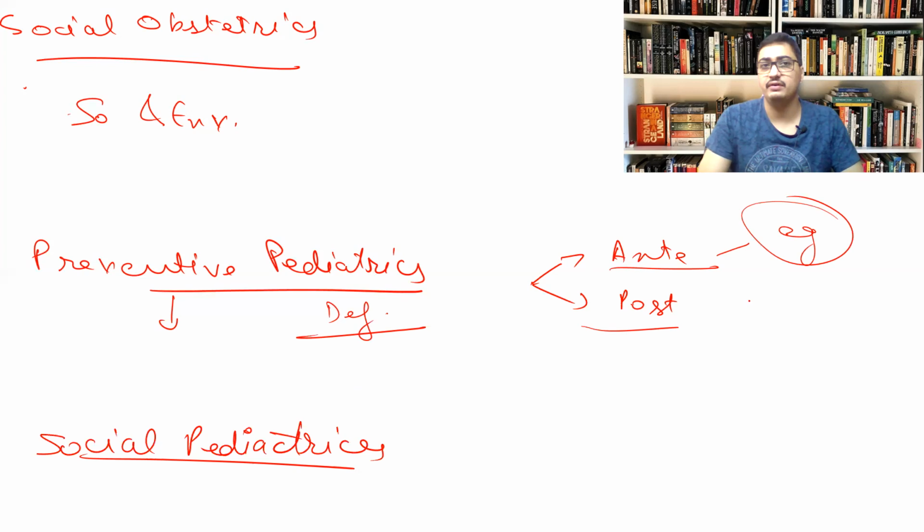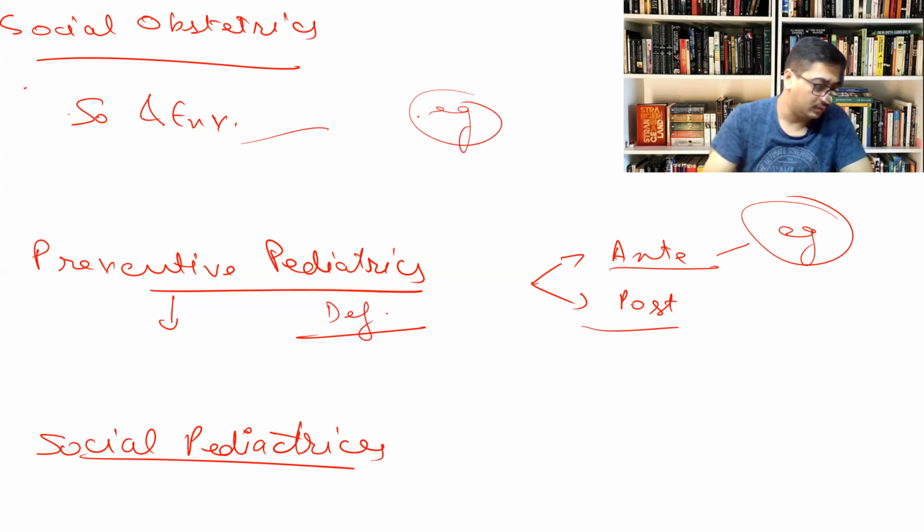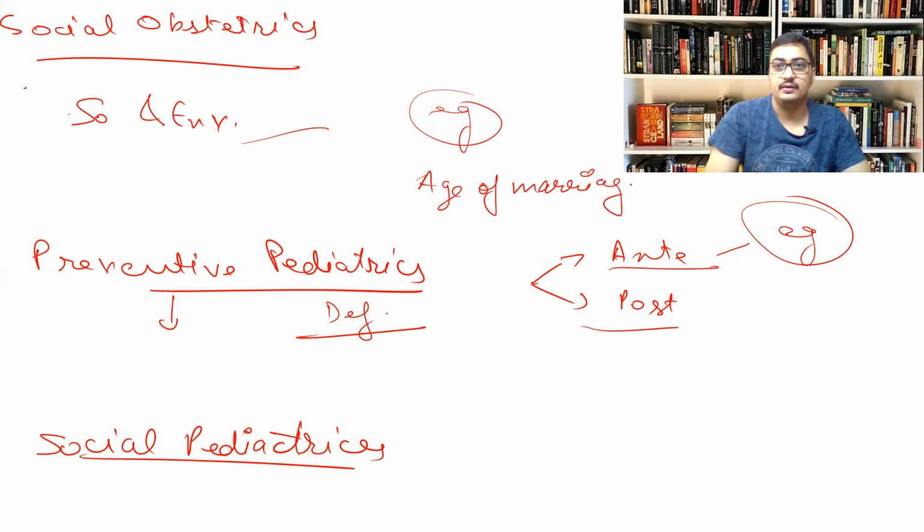So similar is the way of social obstetrics. We have to define it and then give examples of social obstetrics. For example, we can say how the age of marriage impacts the obstetric history. If the age of marriage is less, there are more chances of early childbirth, more obstetric complications during the childbirth. So all these problems, we have to explain with the help of examples.